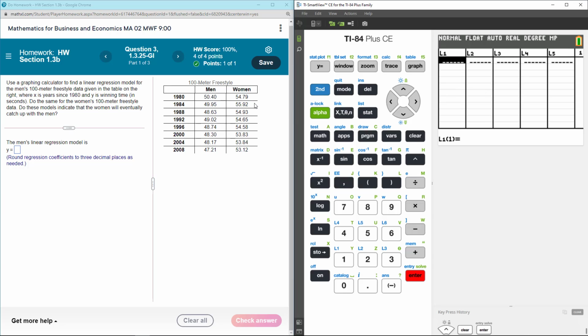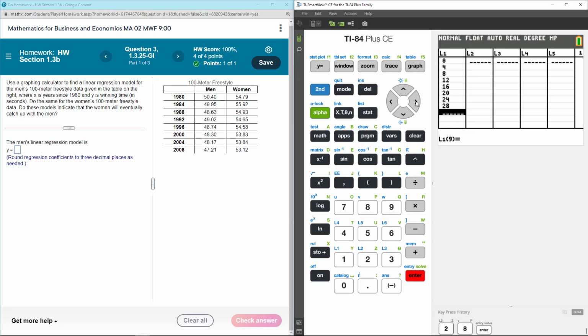Now remember, how we probably want to do this is we probably want to have L1 contain the X values, L2 contain the men's times, and L3 contain the women's times. So let's go ahead and do that. Remember, L1 is going to be the X values, which is going to be the years after 1980. So the first one is going to be 0, because that's 1980. So we'll hit 0, hit enter. The next one will be 4, so we'll hit 4 and enter. 8, 12, 16, 20 for 2000, 24 for 2004, and 28 for 2008. That takes care of the X values.